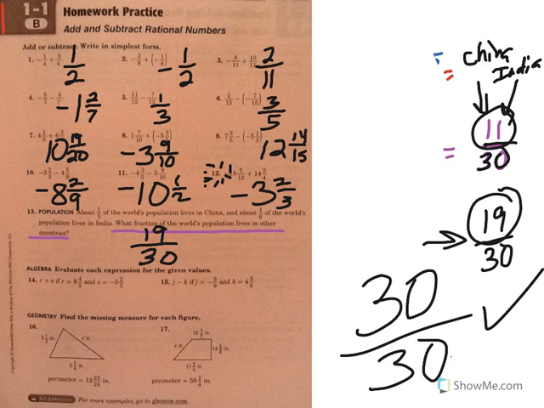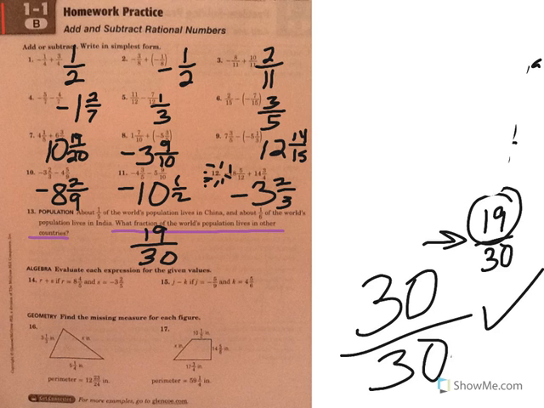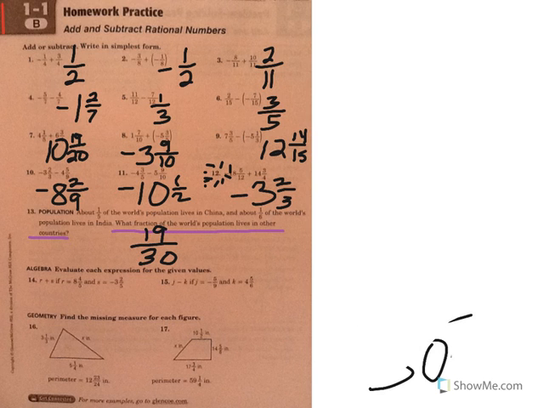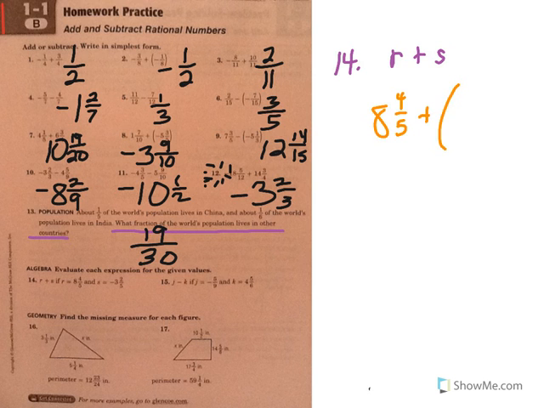Number 14 and 15 are algebra questions. We have to evaluate each expression for the given values. We have variables here, and we have numbers that stand for those variables given to us. So number 14 we have r plus s, where r is 8 4/5 and s is negative 3 2/5.